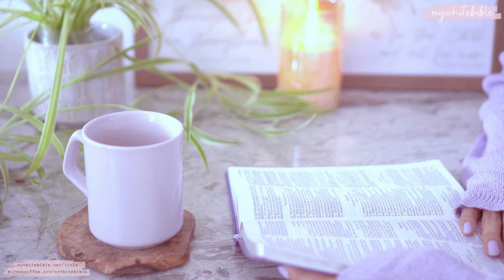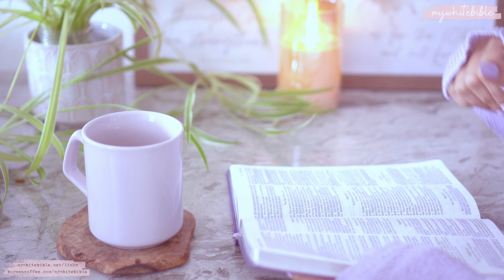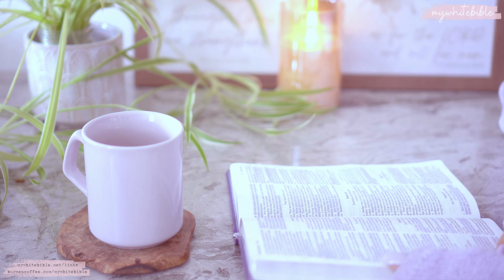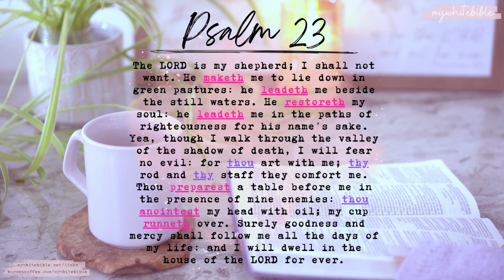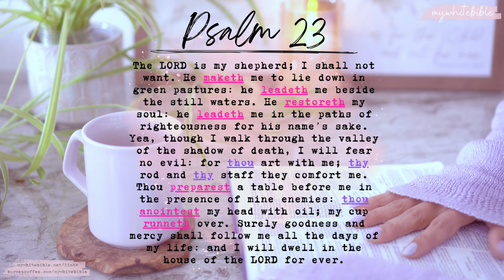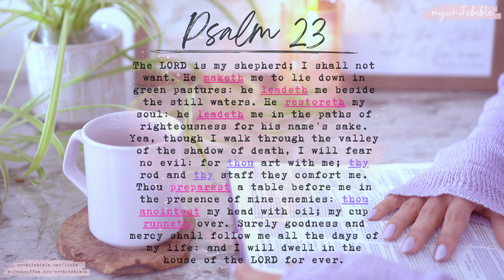Okay, the next one we're going to look at are the verbs. Anytime we've got a doing word that ends in eth or est, etc. So the first one is "he maketh me to lie down." We've got maketh, leadeth, restoreth, leadeth again, preparest, anointest. Those are the main ones. They're quite straightforward to understand because the words are very similar, fortunately.